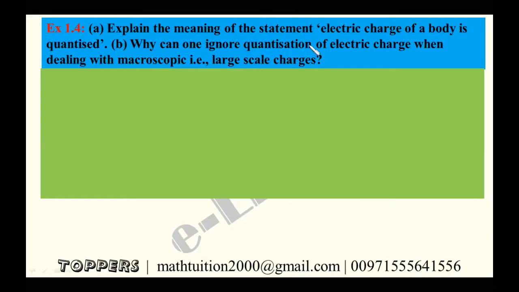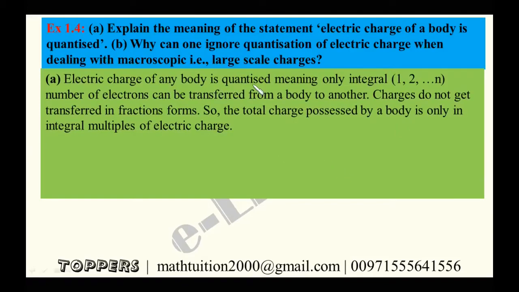Explain the meaning of the statement, electric charge of a body is quantized. Why can one ignore quantization of electric charge when dealing with macroscopic, that is large scale charges? Textbook question. Answer: electric charge of any body is quantized, meaning only an integral number of electrons can be transferred from one body to another. Charge does not get transferred in fractions. So the total charge possessed by a body is only an integral multiple of the basic electronic charge, 1.6 into 10 raised to minus 19 coulomb.